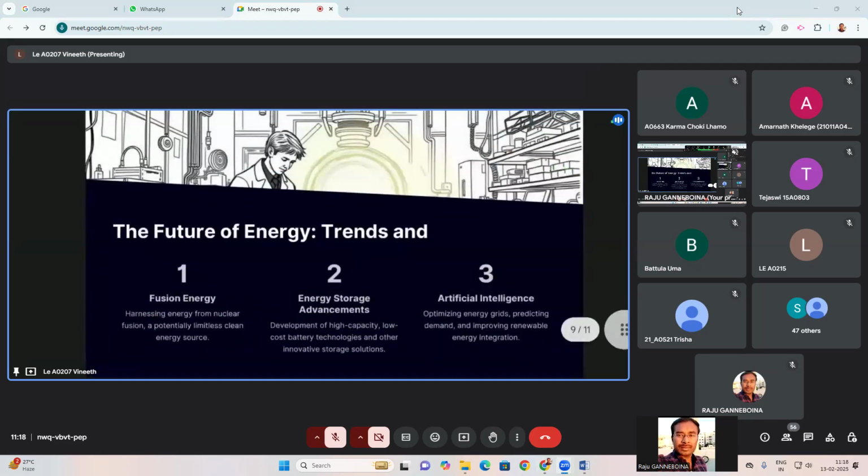Next, the future of energy. The future of energy that I see is mainly of three types: fusion energy, energy storage advancements, and artificial intelligence. Fusion energy is harnessing energy from nuclear fusion, a potentially limitless clean energy source. As we know, nowadays nuclear reactors use a nuclear fission reaction to produce energy.